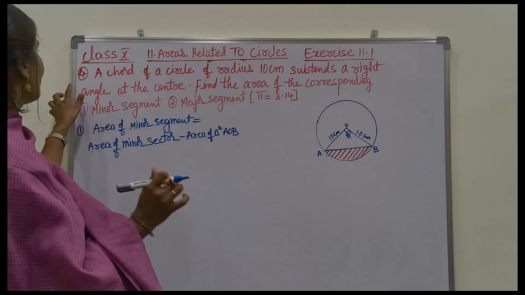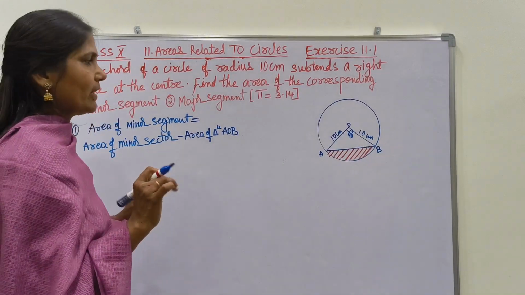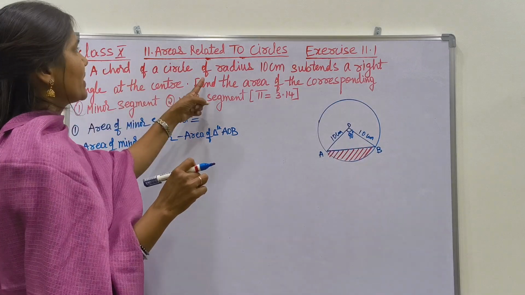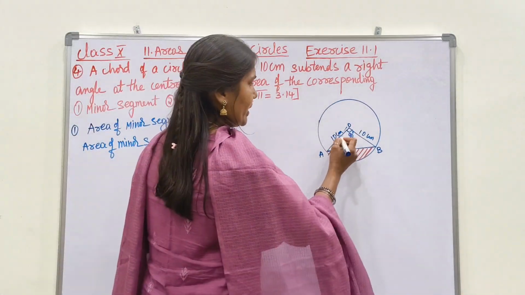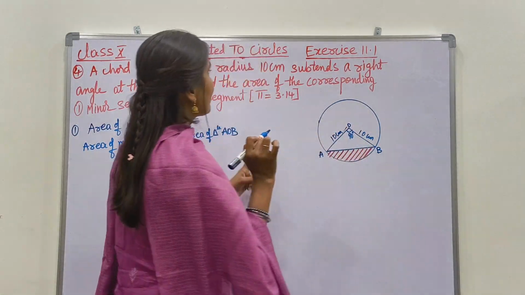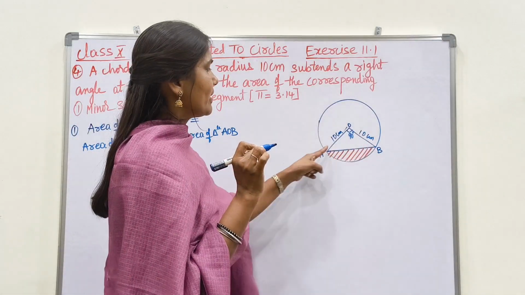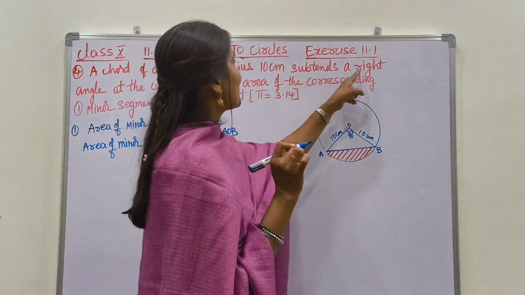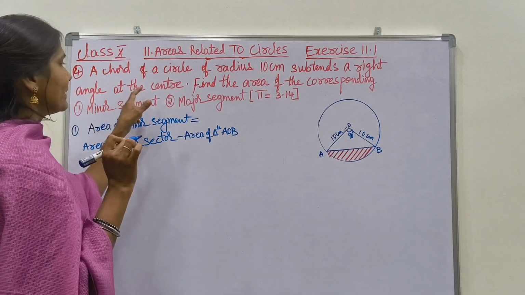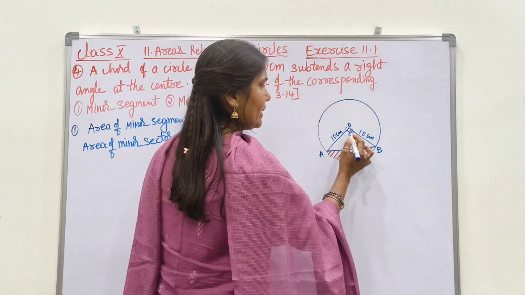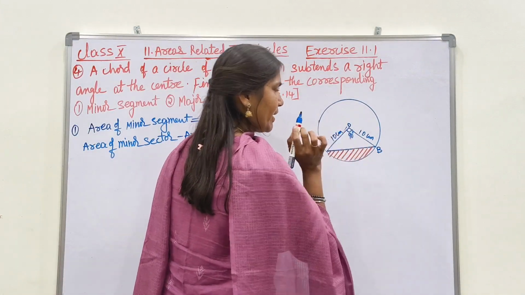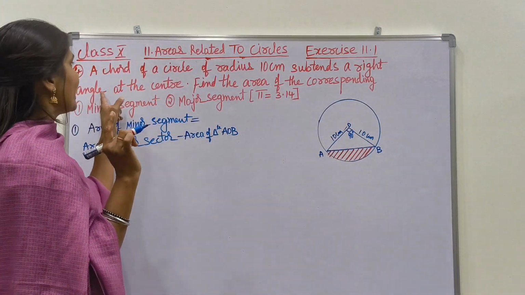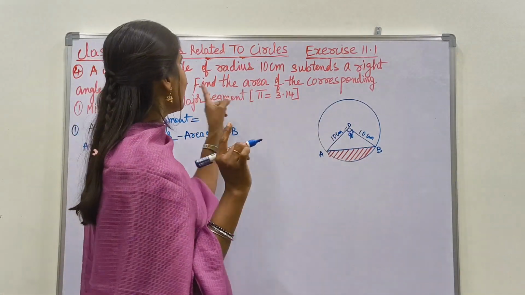Now the fourth question. A chord of a circle. First we will take one chord, AB is a chord. A chord of a circle of radius 10 centimeters subtends a right angle at the center. So here we take 2 radii, and the angle is 90 degrees, a right angle at the center.